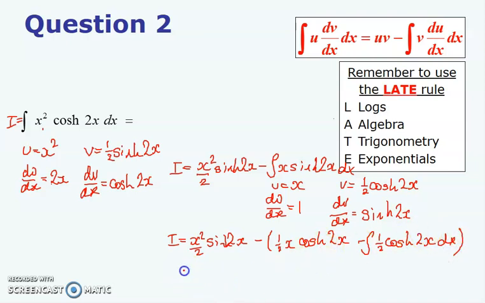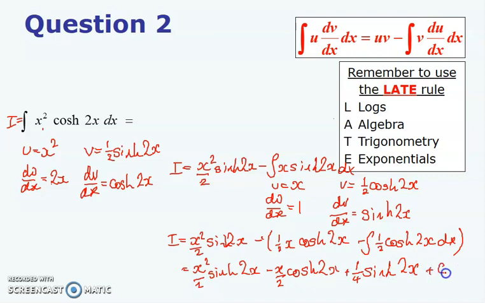Close bracket. So what we end up with is x squared over 2 sine 2x minus x over 2 cos 2x. And the minus becomes a plus, and when I integrate cos I get sine. Well, I get a half, and it's already a half, so I reckon it's plus a quarter of sine 2x plus a constant. Let's see if that actually works.